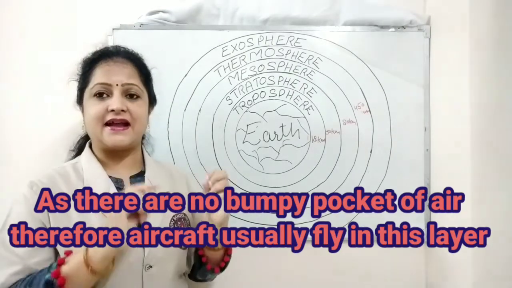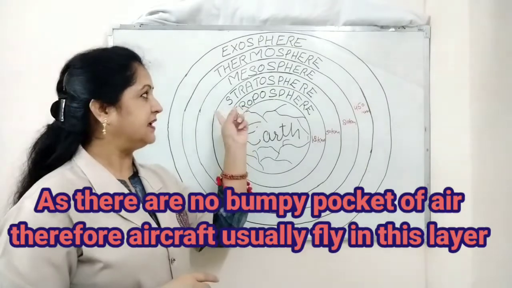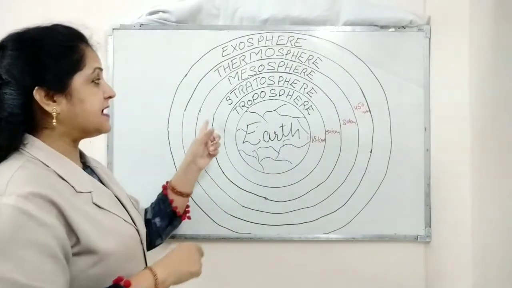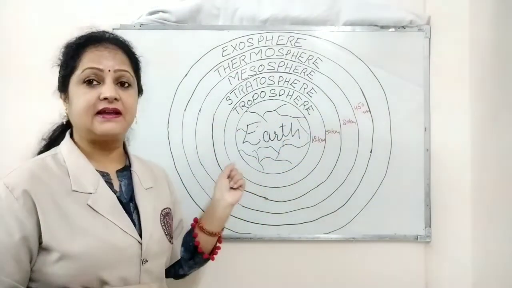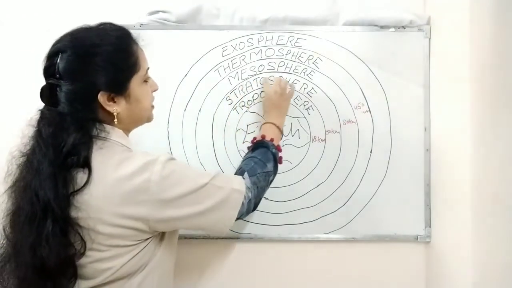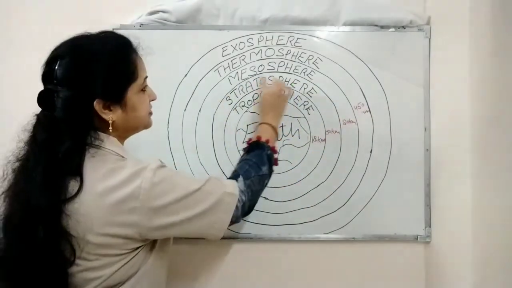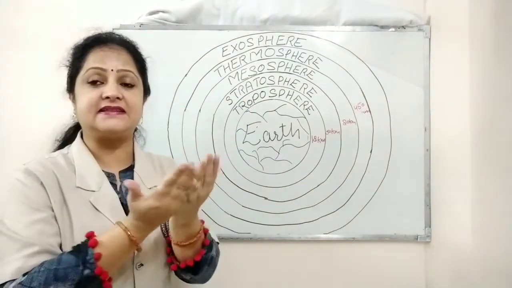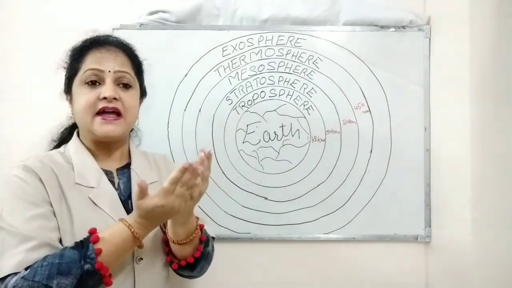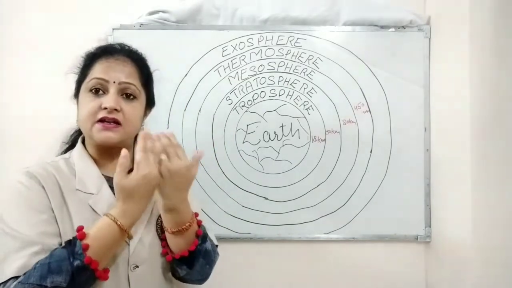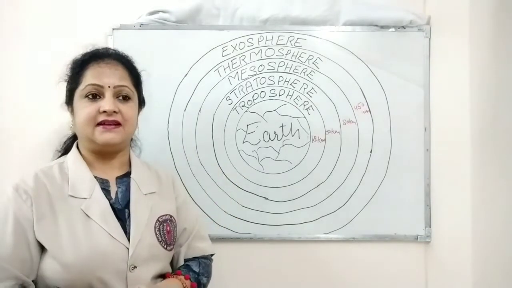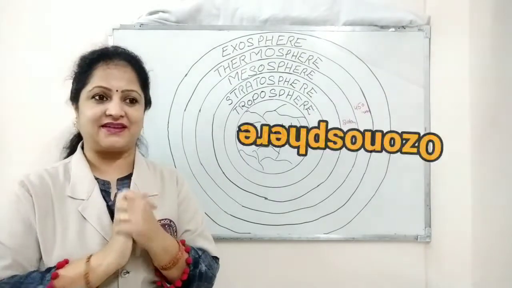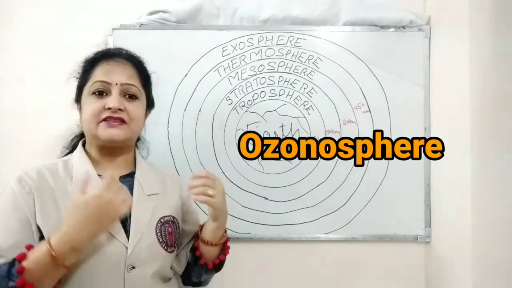Always remember that most of the aircrafts fly in this layer, stratosphere, and this layer has a band of ozone gas. The upper part of stratosphere has a band of ozone gas, and this layer of ozone protects us from the ultraviolet rays of the sun. And this band of ozone gas is called Ozonosphere, and it is quite warm.